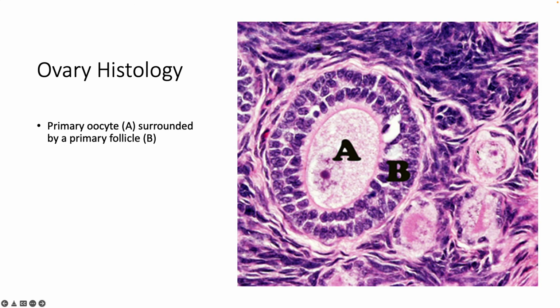When it comes to the ovary, we're going to have two different views that you should be able to identify: primary and secondary. With the primary, it's going to look really small like this, and you're going to have a circle, and this would be considered the primary oocyte, the primary egg, and then B would be the primary follicle, supplying that egg and keeping it alive.